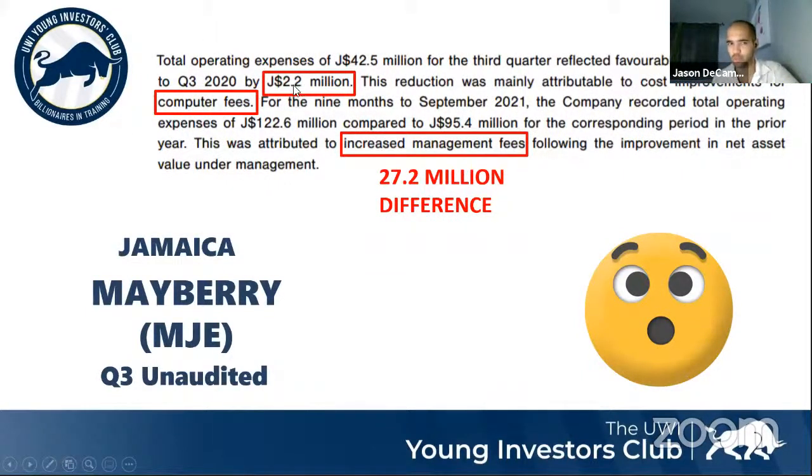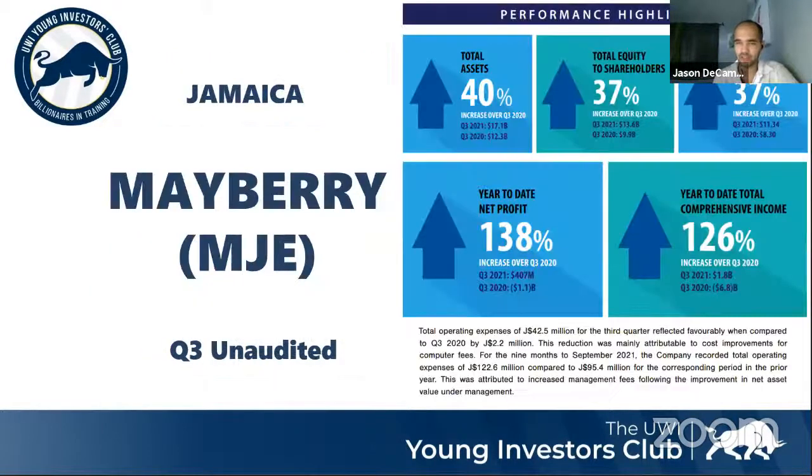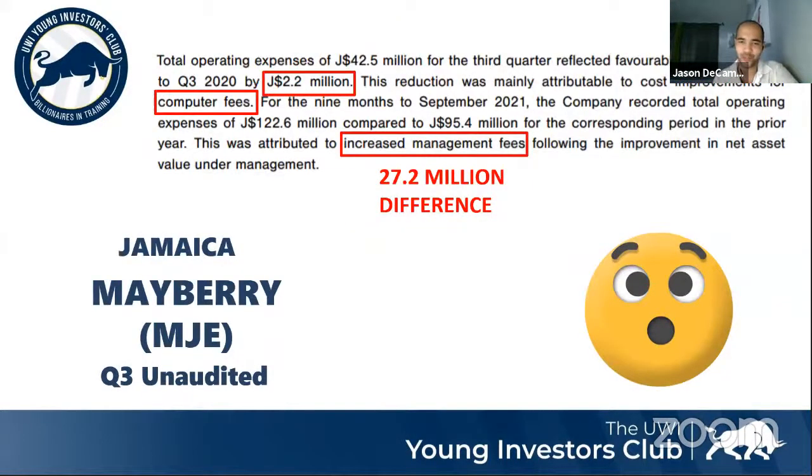The operating expenses, though, which was interesting, shrank in the third quarter compared to last year's third quarter by 2.2 million. They said that they saved on computer fees. But management fees, because of the improvement in assets under management, so they got more money, they have to pay more to manage that. That was a 27.2 million increase in costs because of it. So that was crazy. So sure, these metrics look really nice, but that's why it's important to read the fine print.